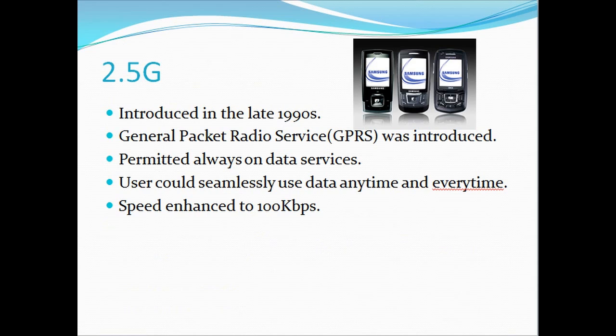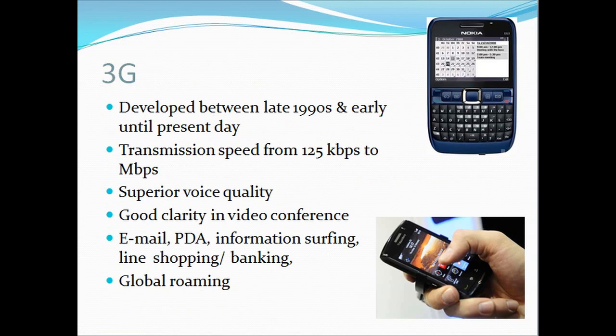Then we moved to 3G. The 3G was developed between late 1990s and early 2000s until present today. The transmission speed was around 125 kbps. It provided superior voice quality, good clarity in video conferencing. It included emails, PDA, information surfing, online shopping, mobile banking. It also enabled global roaming.